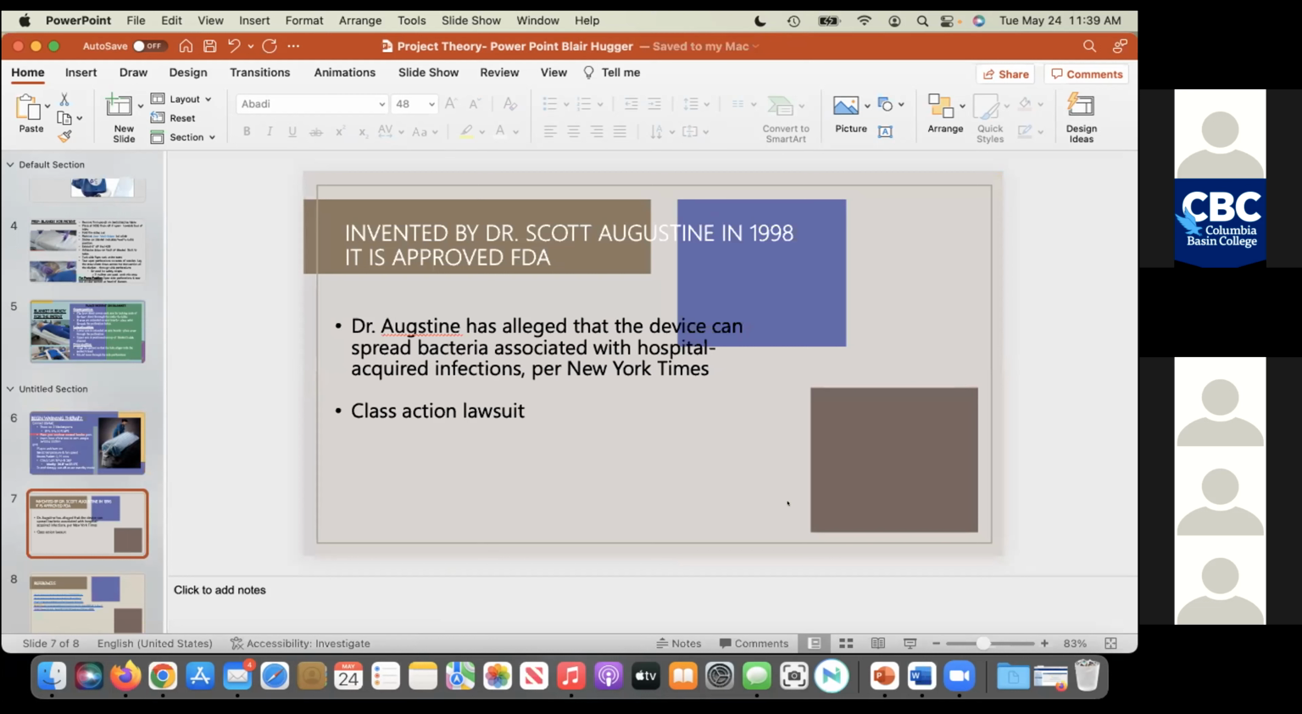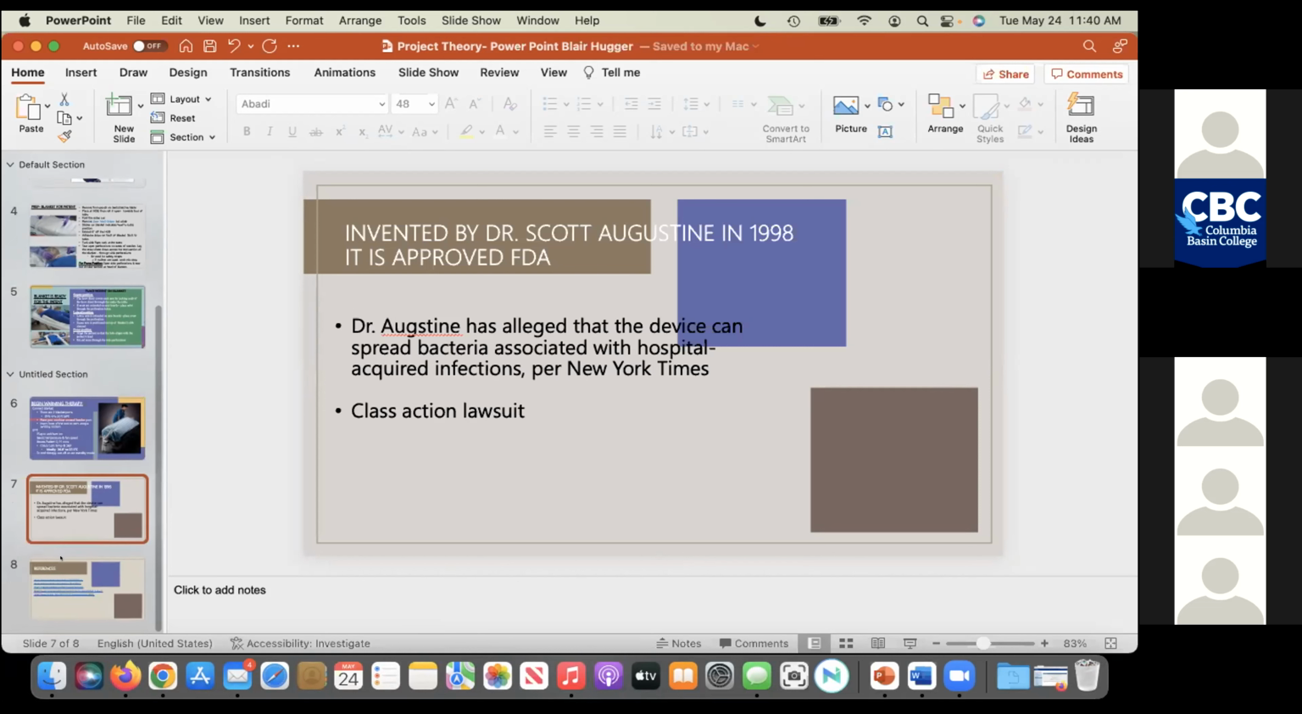And then this is just a really interesting tidbit. Dr. Augustine is a person that invented it in 1989. It is FDA approved. However, there's been a huge class action lawsuit over this. He has allegedly said that he also agrees that this blanket can spread bacteria-associated hospital-acquired infections, per the New York Times. So he's actually on a campaign to be on the side of the patients that are having all these complications, which I just kind of felt was a little fascinating.